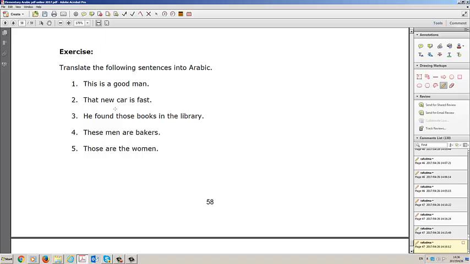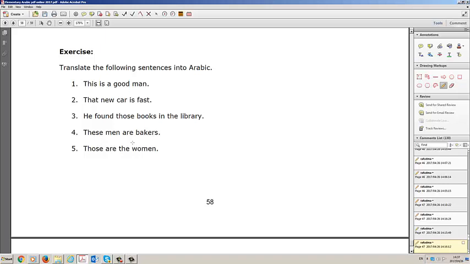He found those books in the library. وجد, those books there would be singular because books is feminine plural, but it refers to an inanimate object. So those in Arabic could actually be, he found that books in a sense in the library. So we say وجد تلك الكتب في المكتبة.